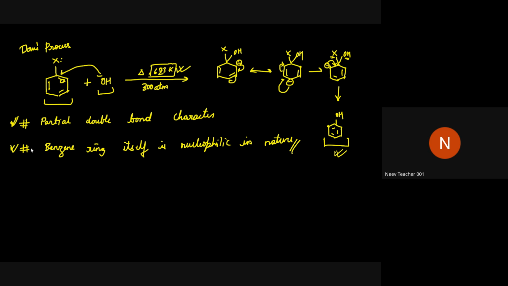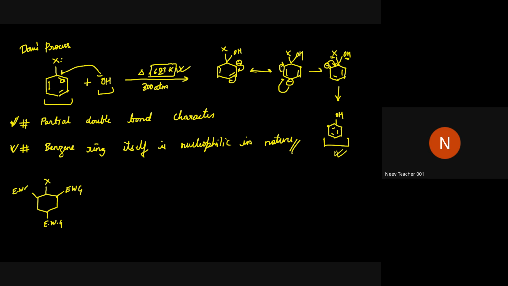But can I make the benzene ring less nucleophilic? Can I make the benzene ring less nucleophilic somehow? Yes, sir. How? By adding electron withdrawing groups. Okay. So if I add electron withdrawing groups at the ortho and para positions mainly. Why? I hope you already know, but if you don't, then I'm going to explain later.